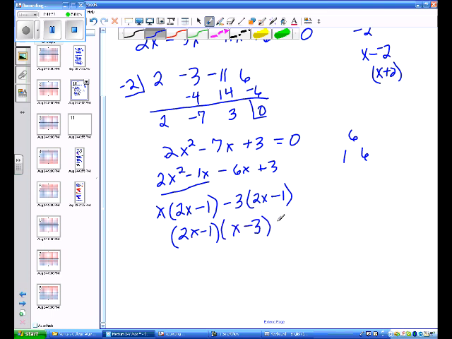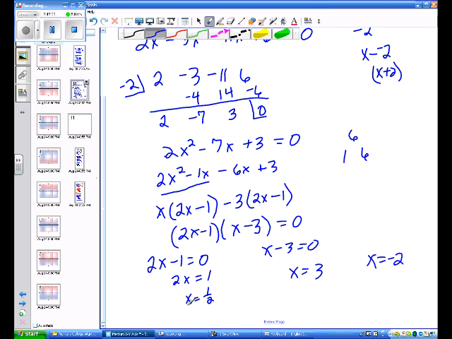If you've forgotten how to factor a quadratic, then you might go back to the video on factoring. So we have 2x minus 1 equals 0 and x minus 3 equals 0. I can add 1 and divide by 2. I can add 3. So now I have all of my zeros for that polynomial. X is 1/2, x is 3, and x is negative 2. Or I have all of my factors, 2x minus 1, x minus 3, and x plus 2, are the factors for that polynomial.